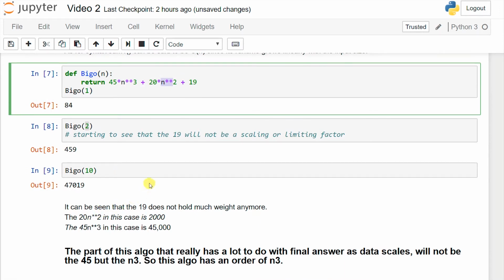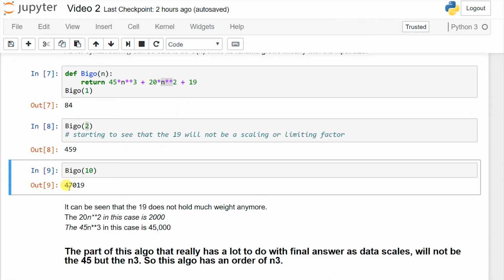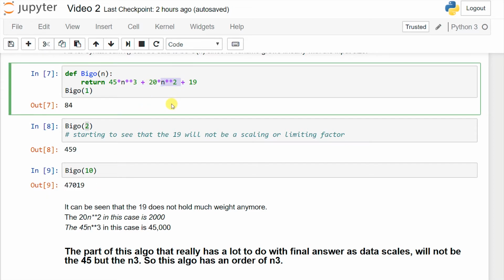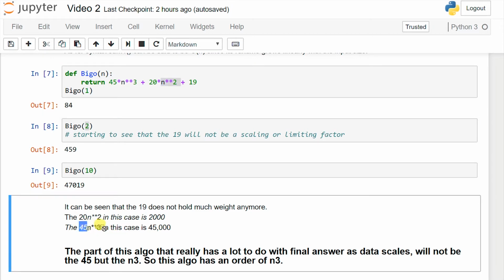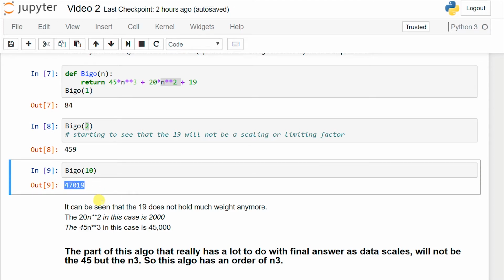It can be seen that the 19 doesn't hold much weight anymore, and we came to that conclusion already. The 20n squared in this case is 2,000, so out of 47,000, if we took out 2,000, we're not that far off. If we get rid of the 19, 45,000 and 47,000 is not that big of a difference. So we can pretty much conclude that the n squared is not going to be the limiting factor within this particular function. Then we have the constant 45, which we don't care about per se, but the n cubed I do. With our n of 10, it's going to be 45,000. So 45,000 out of 47,000 has much more of a percentage-based impact on the performance of the calculation of that particular function.